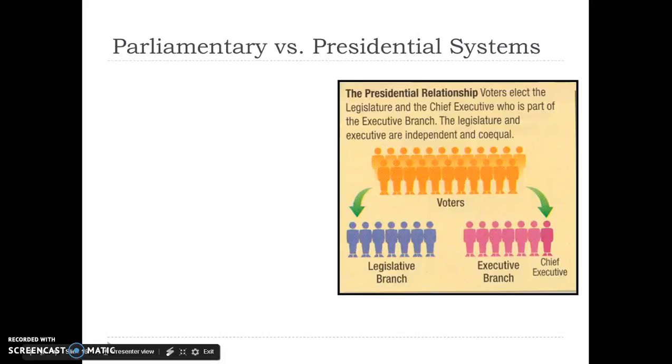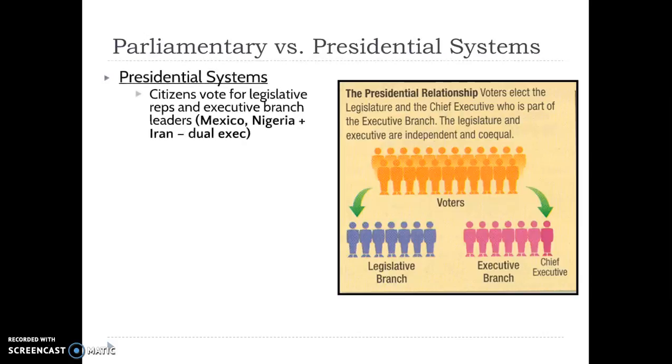If we have a loose understanding of how parliamentary systems work, then it's easy to compare and contrast a parliamentary system to a presidential system of government. Presidential systems are different in terms of elections, and if you remember that that's one of the fundamental differences between a presidential system and a parliamentary system, you'll be fine.